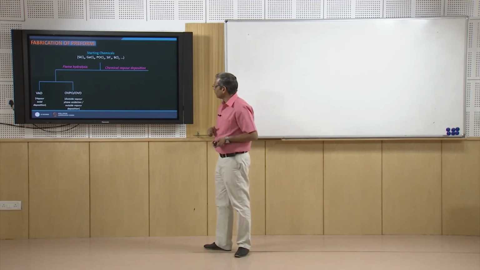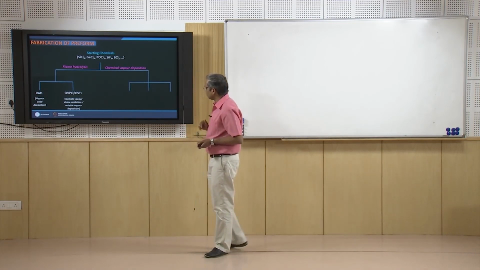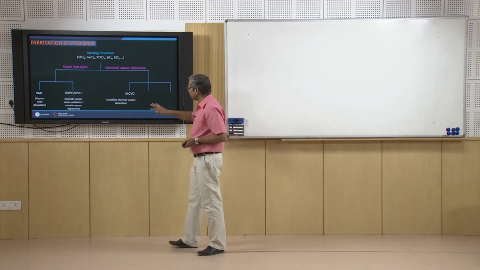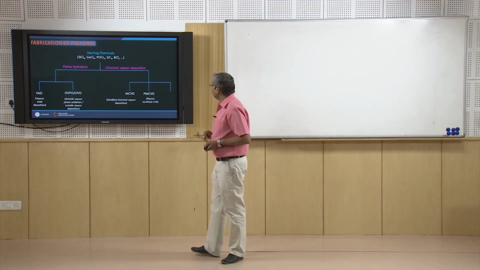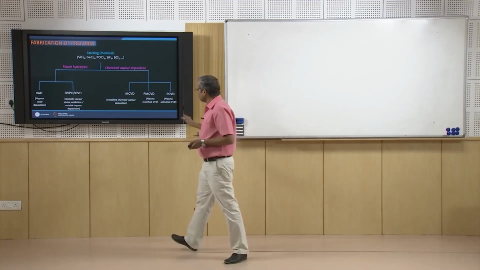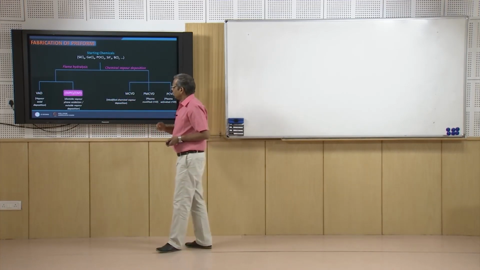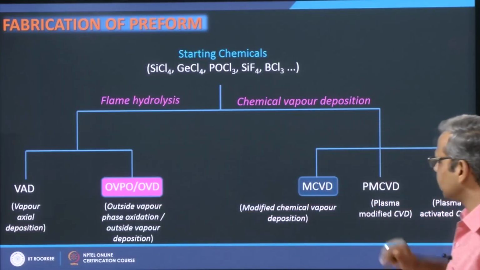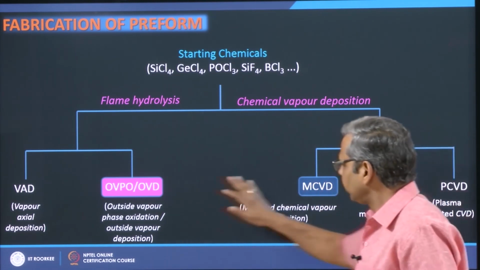This is done on a glass working lathe. A typical lathe looks like this, where you have this silica tube and these chemicals SiCl4 and GeCl4 in oxygen environment are flown in from here. This is the burner which translates, this tube rotates. In this way you can make preform on this glass working lathe.